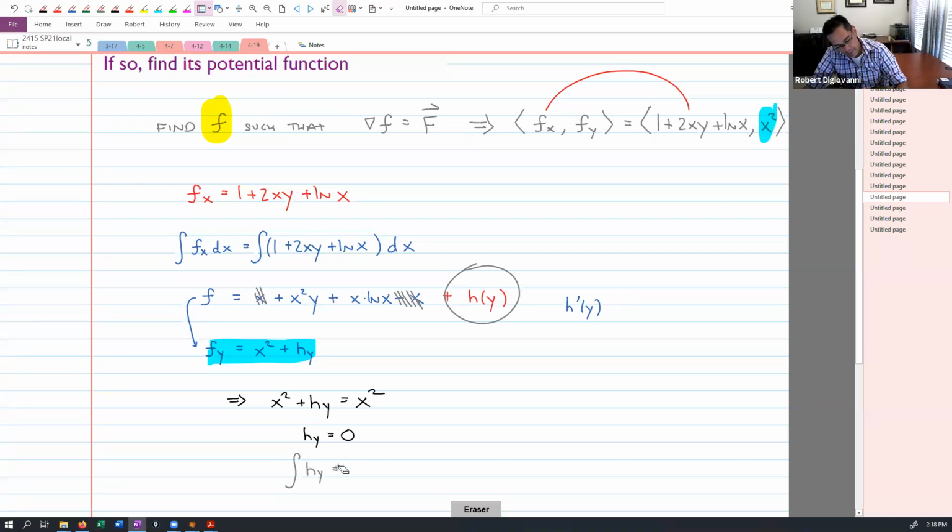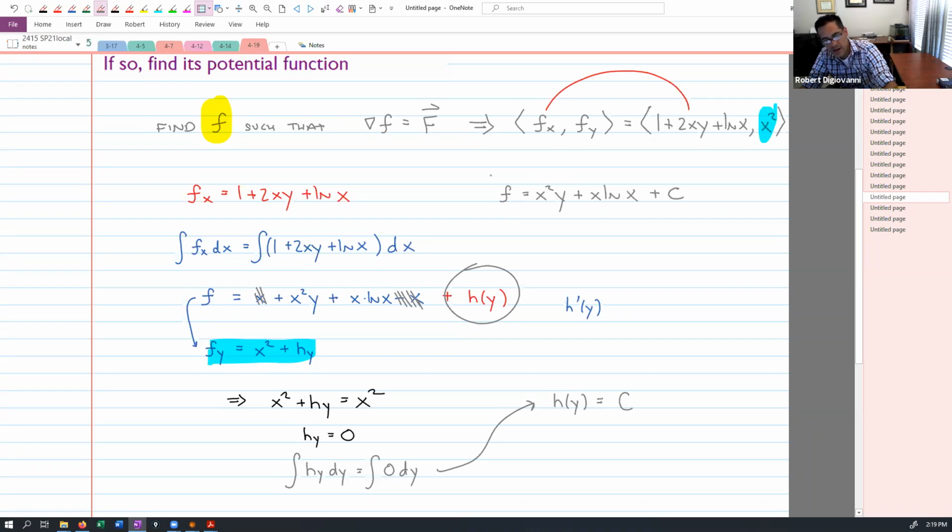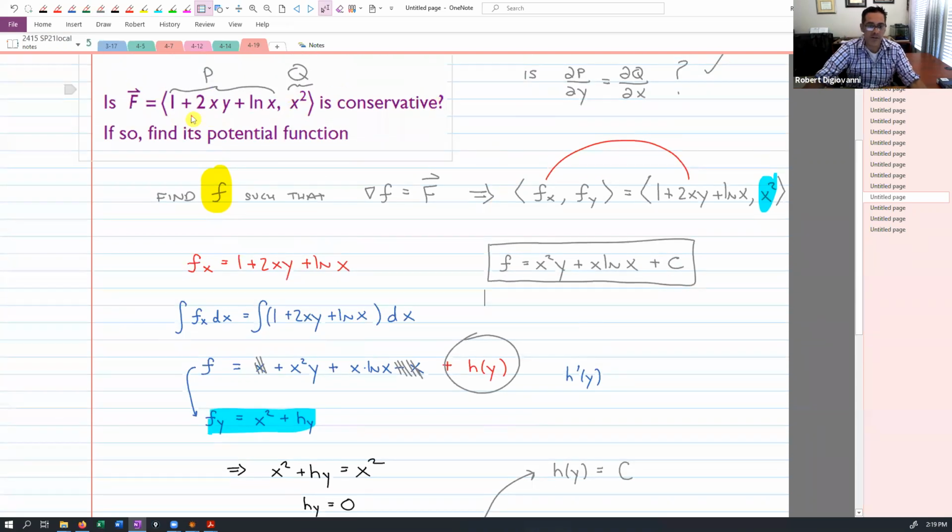Now we're going to integrate both sides of this with respect to y. And that will tell me the left side is just h. If you like, you can write h of y equals the antiderivative of 0 is a constant. So that means that little f, this is my final answer, should be x squared y plus x natural log x plus any constant I want. That is the potential function for this vector field.